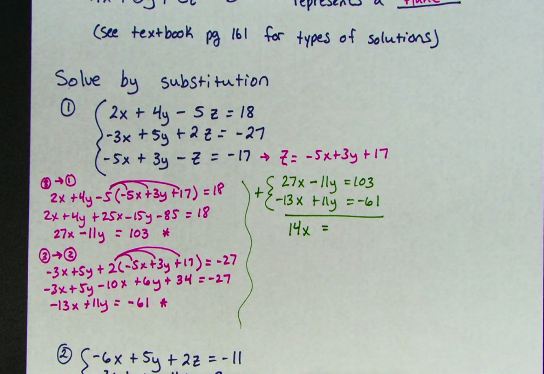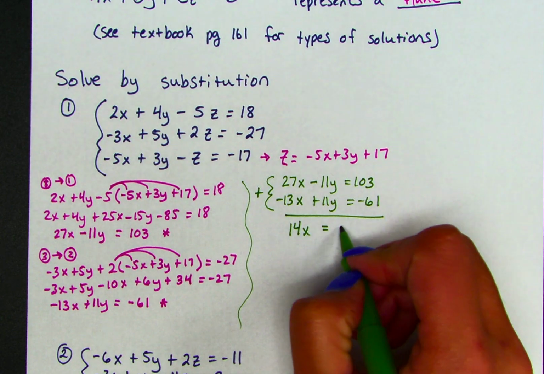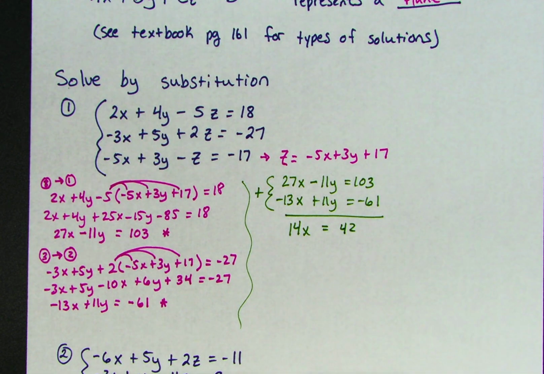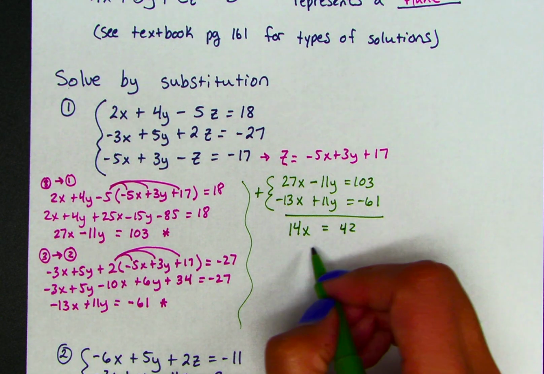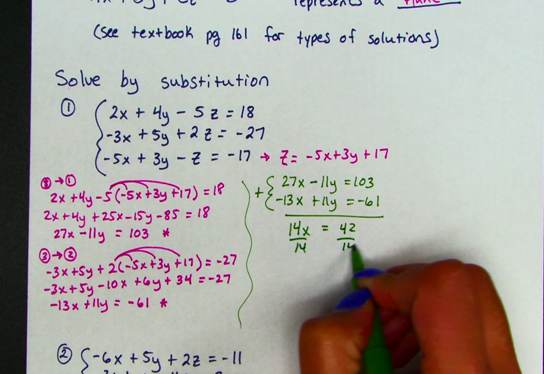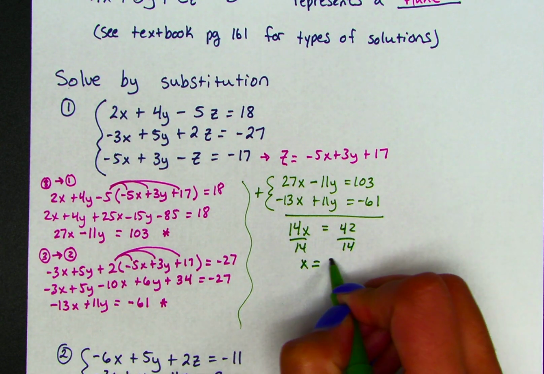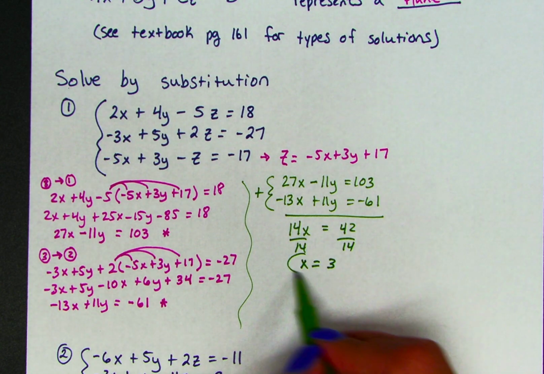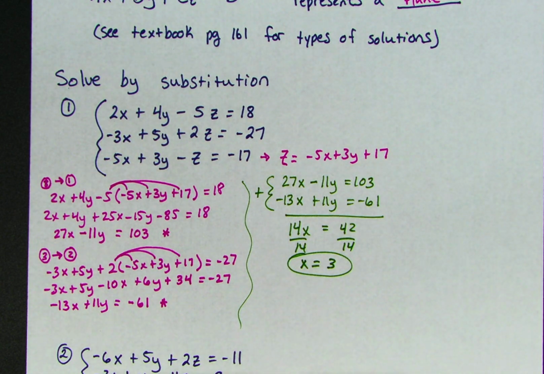And then 103 plus a negative 61 is going to be, let's see, 42. And then if we divide by 14, x is going to be 3. Okay, so I have found one of the variables. Okay, so now I need to find the next one.